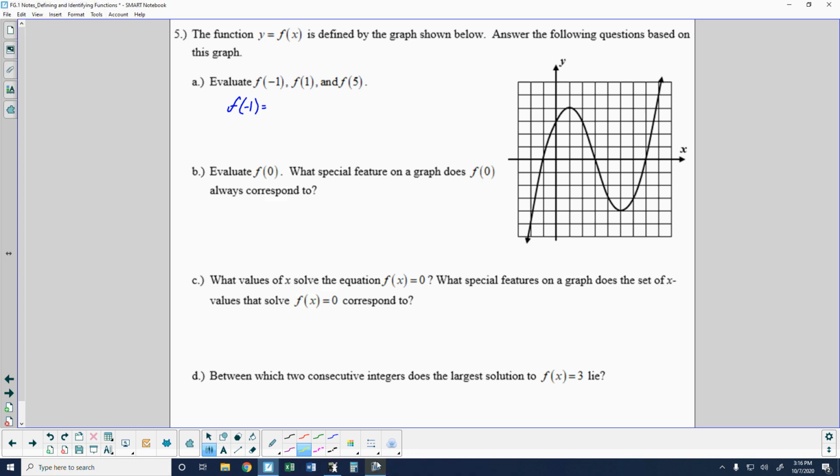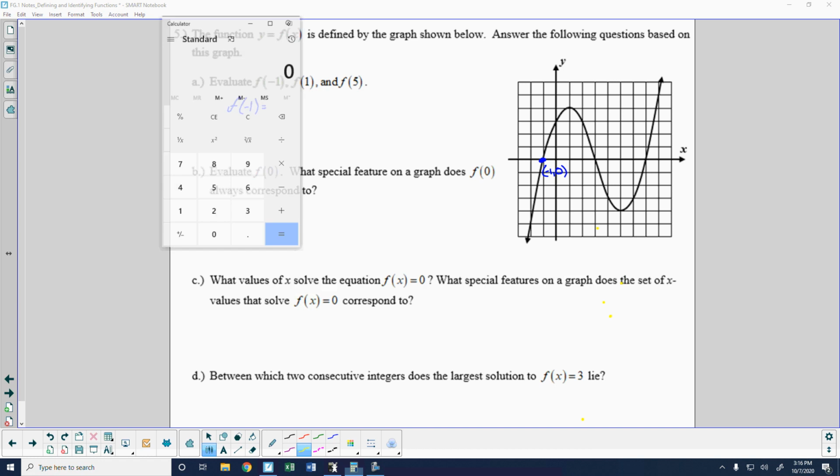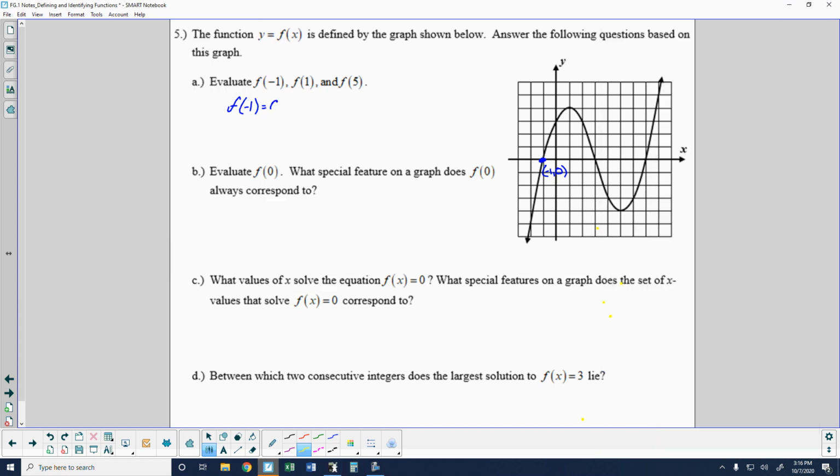What I'm going to do is go on the graph and go over to where x is -1. This point at this location, I'll go ahead and label it, would be -1, 0. So f of -1 is going to equal the y value in that location, which is 0.